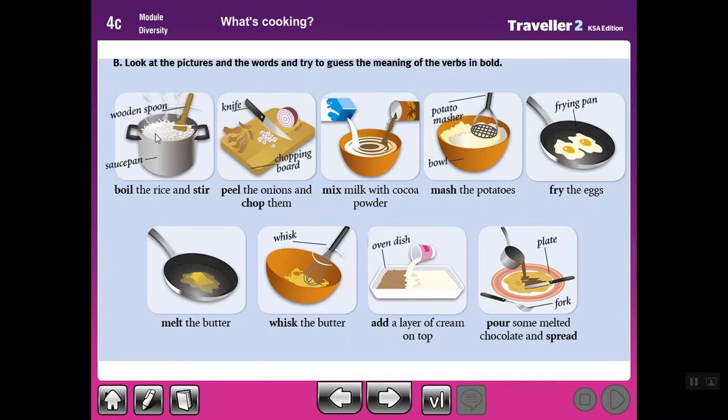Stir. And to do this, you need a saucepan. Not a saucepan, but saucepan. Okay? You need it to boil the rice and stir.